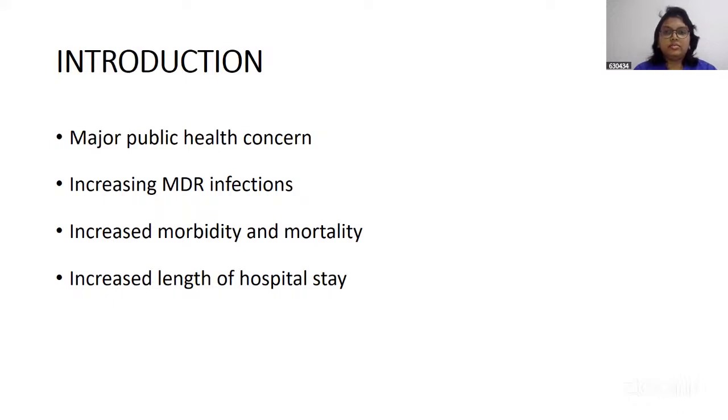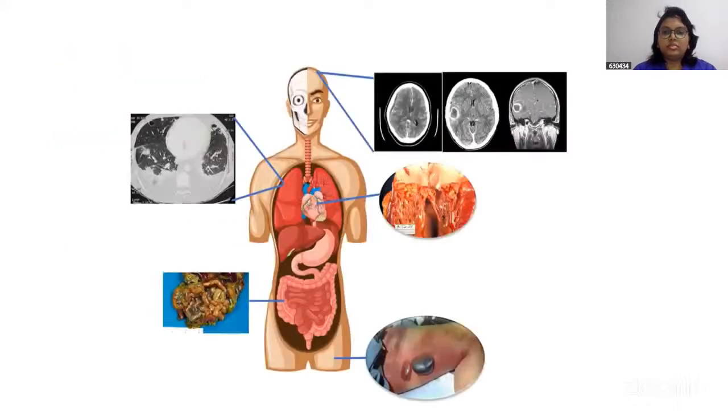And because of this MDR, the increasing resistance, there is increased antibiotic usage, increased healthcare costs, increased length of hospital stay, and morbidity and mortality have increased. So along with the MDR gram-negative bugs, it's always important to know the gram-positive bugs also. So what are the most common sites of gram-positive infections?